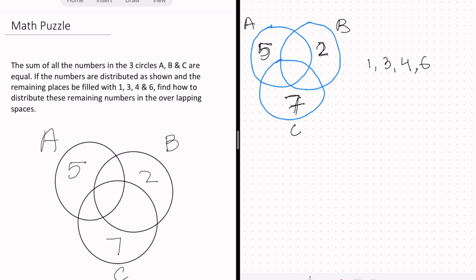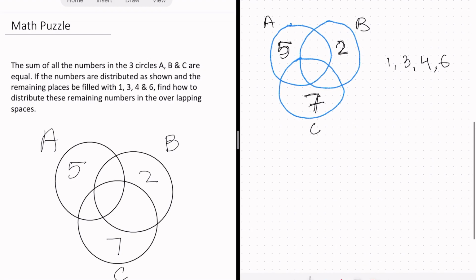The sum of all the numbers in the three circles A, B, and C are equal. If the numbers are distributed as shown and the remaining places are filled with 1, 3, 4, and 6, find how to distribute these remaining numbers in the overlapping spaces. So let's look at the circles that we have: A with the number 5, B with the number 2, and C with the number 7, and the choices we have are 1, 3, 4, and 6.